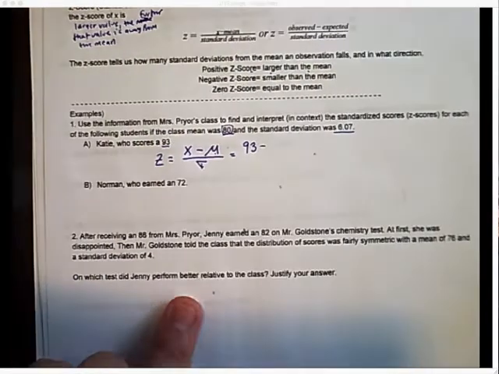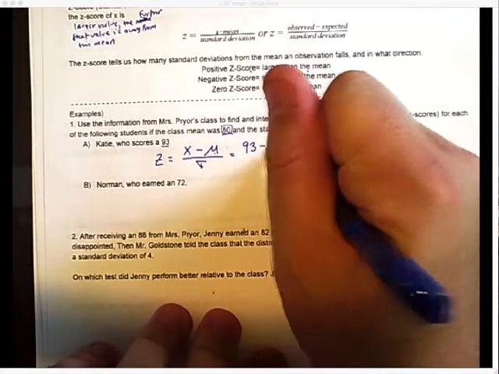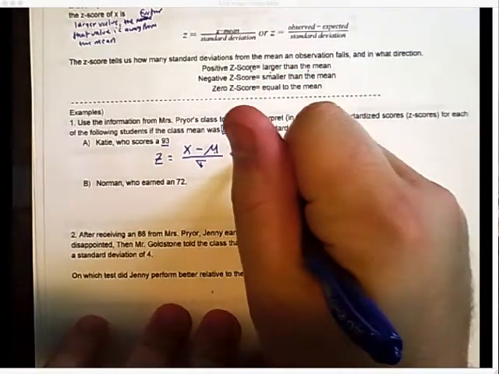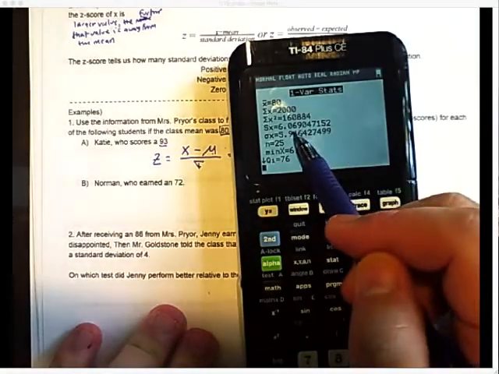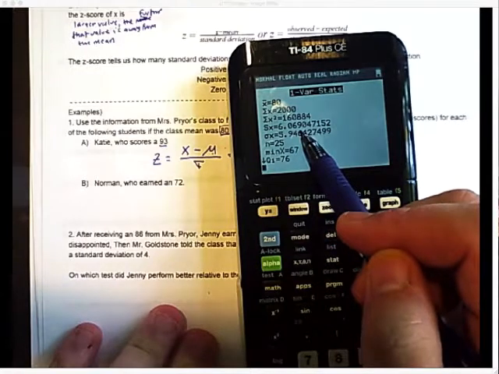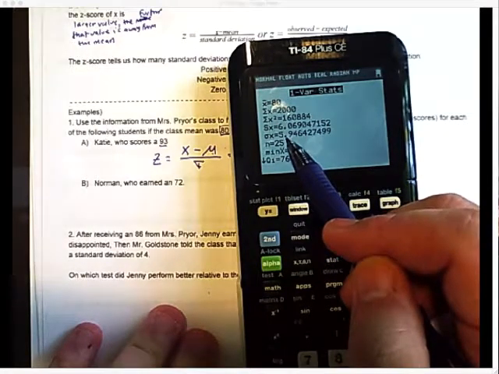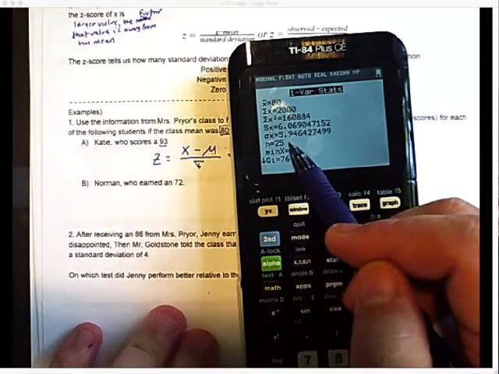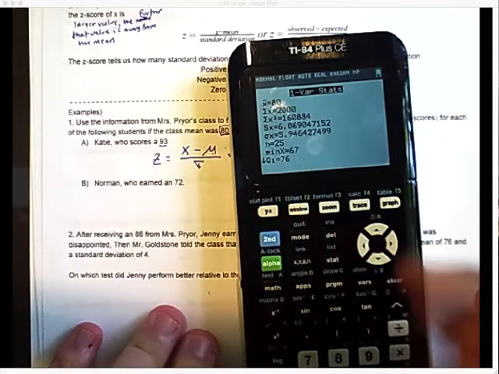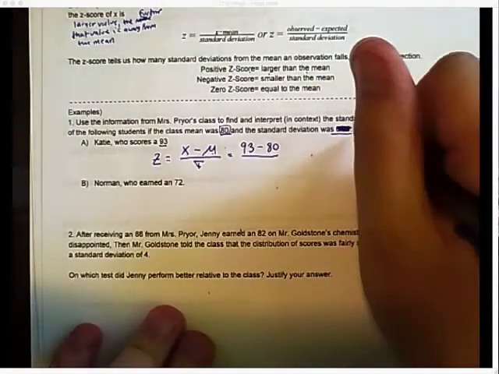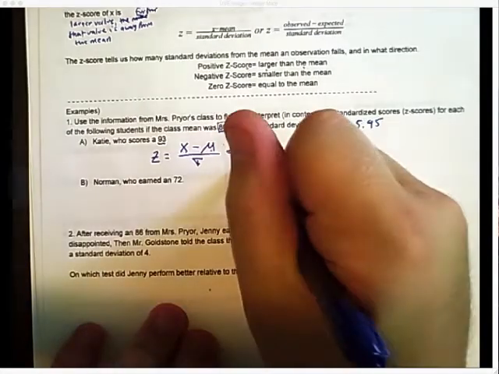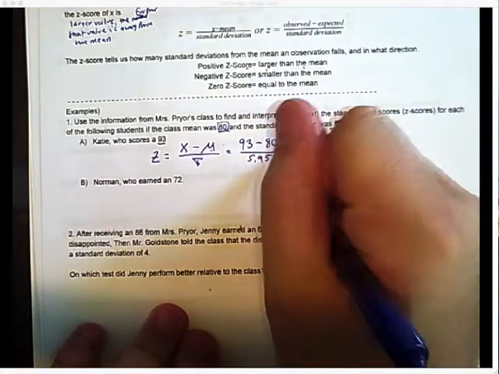So 93 minus 80 over, actually I'm going to get rid of this. We shouldn't be using 6.069 because that's for a sample. We have all the data in the population, so we really should use, let's call it 5.95. So just change that on your note card to 5.95. We put 5.95 down here in the bottom.